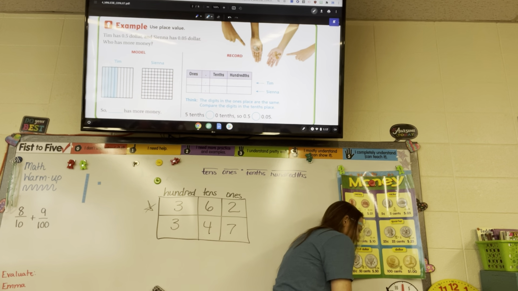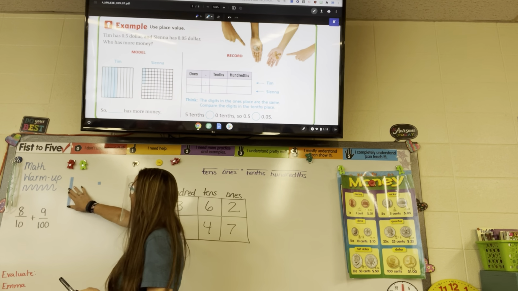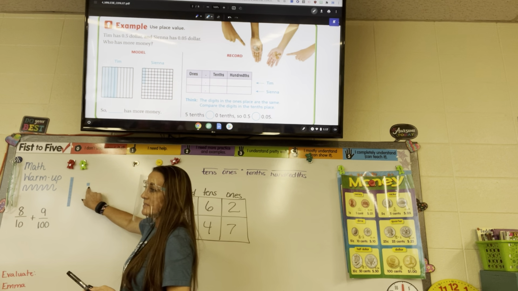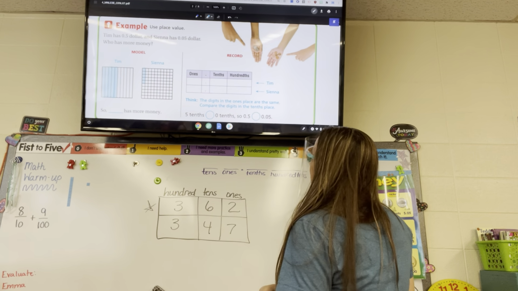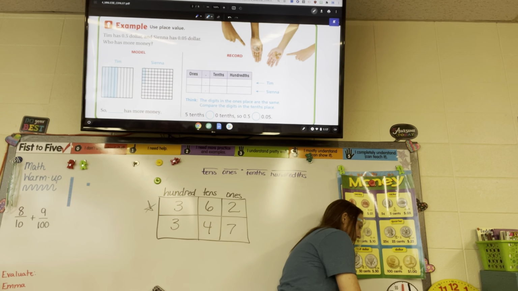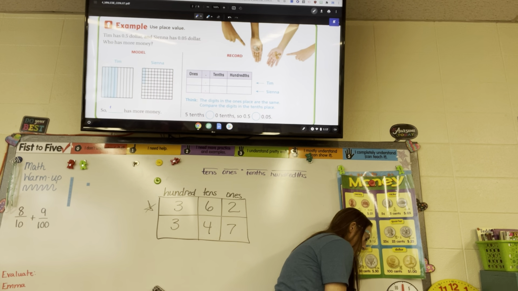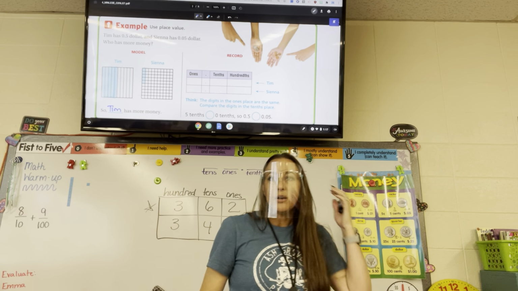And Sienna, 5/100. So we're going to shade 5 of the hundredths. Now, remember, these are tenths and these are hundredths. Okay? So 5/10 for Tim and 5/100 for Sienna. So clearly, who has more money? Tim. Okay?